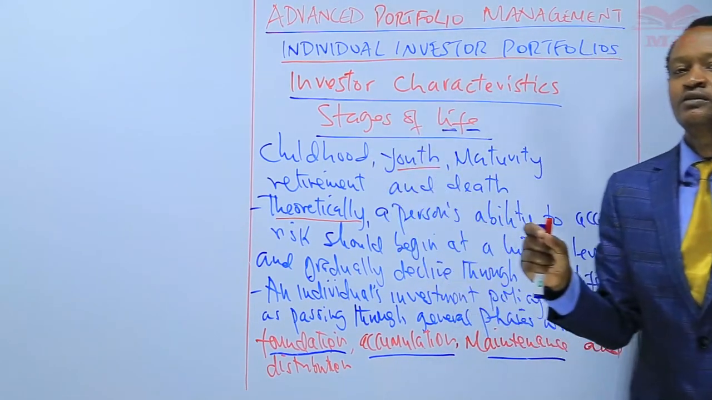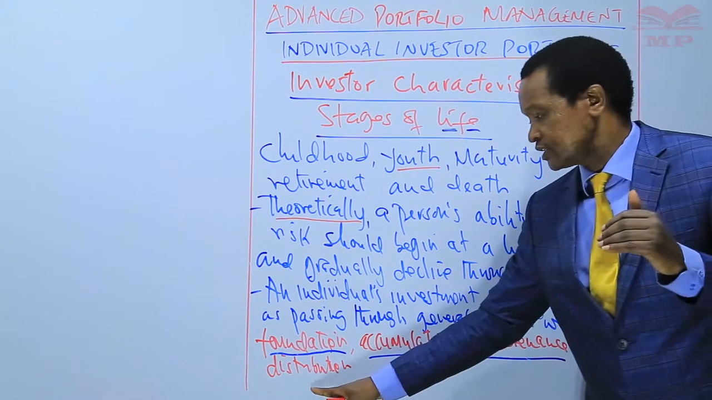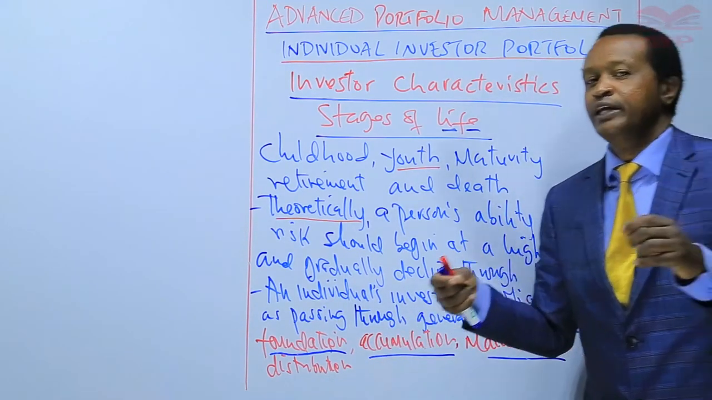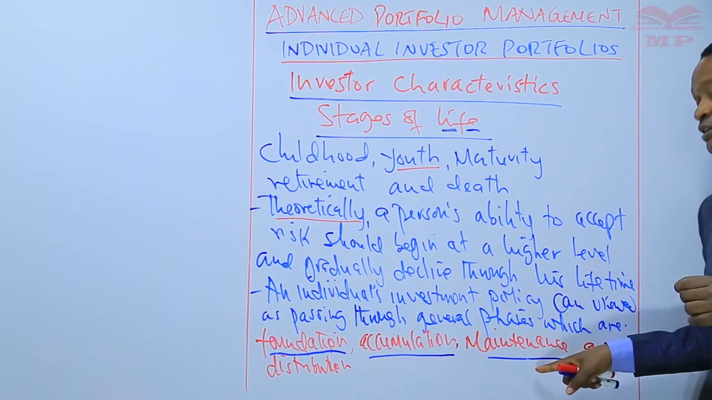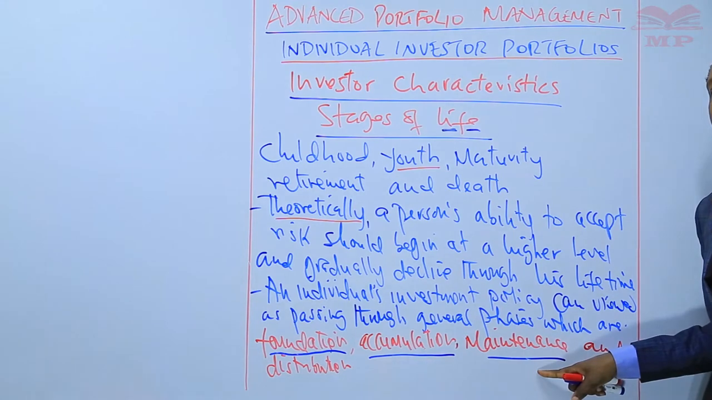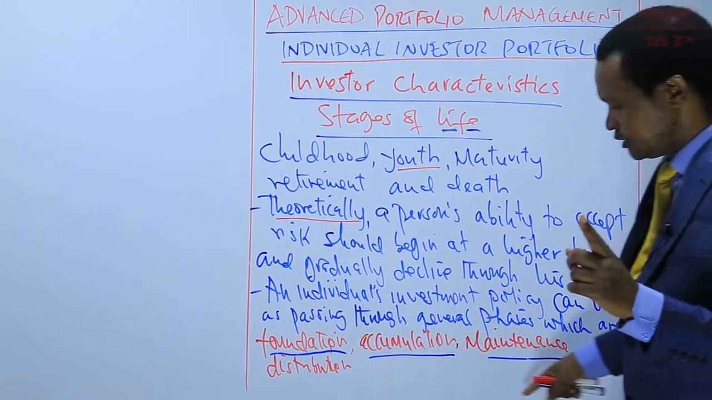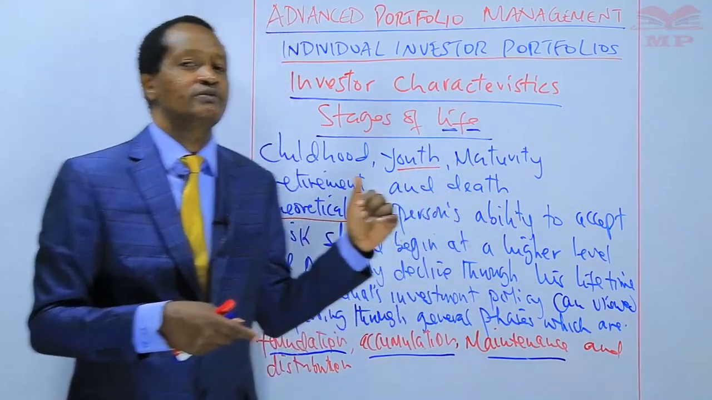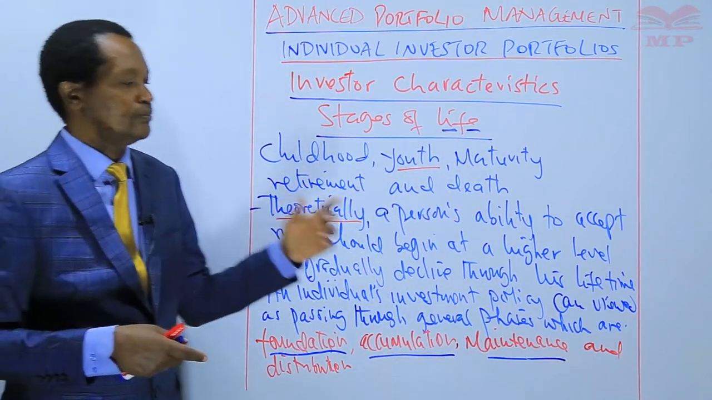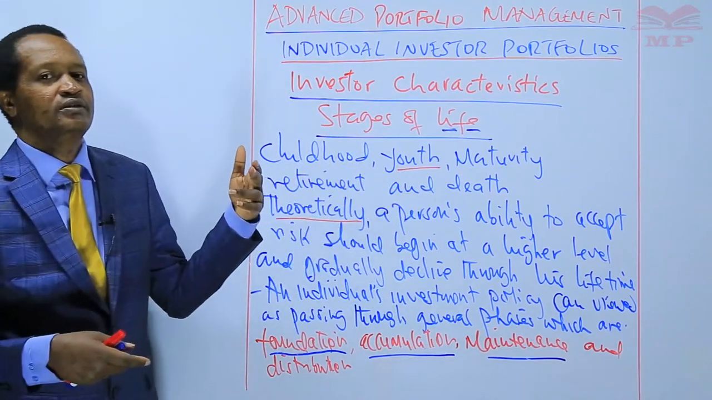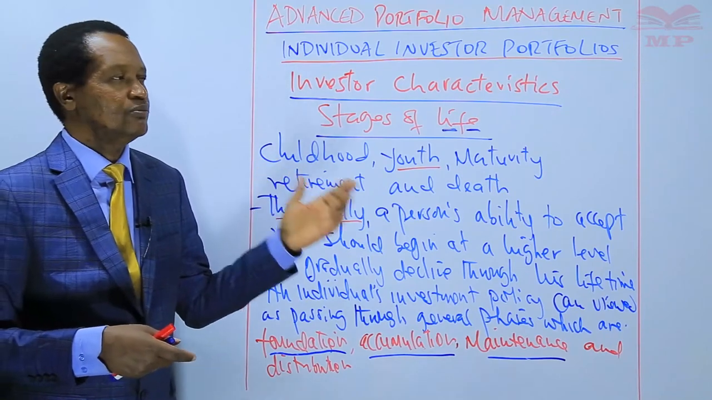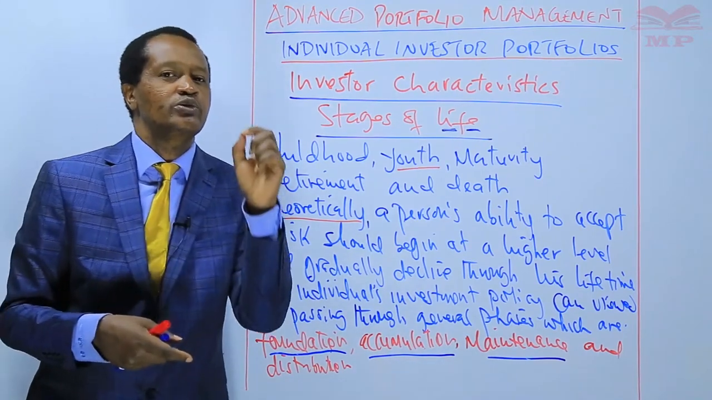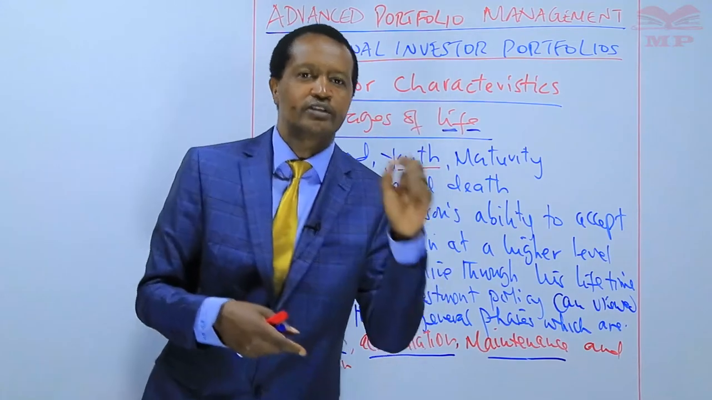And for many, learners, the distribution phase begins when the individual is still reaping the benefits of the maintenance phase. Okay? For many, it may begin while the individual is still enjoying the benefits of the maintenance phase and even during retirement. And for most people, the phase involves a conscious decision to begin to transfer wealth.